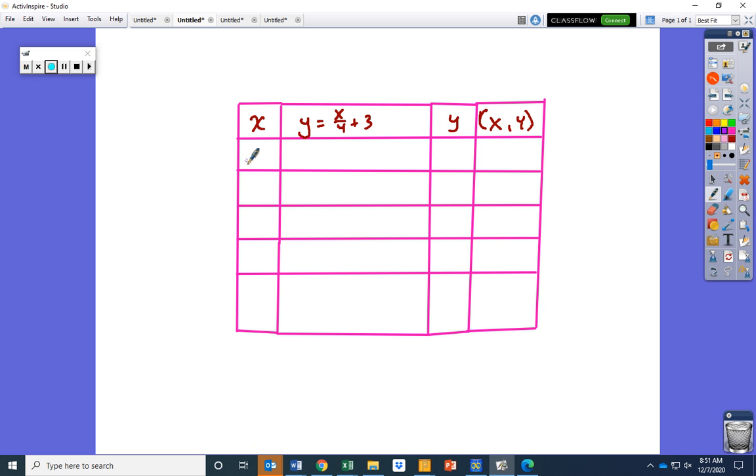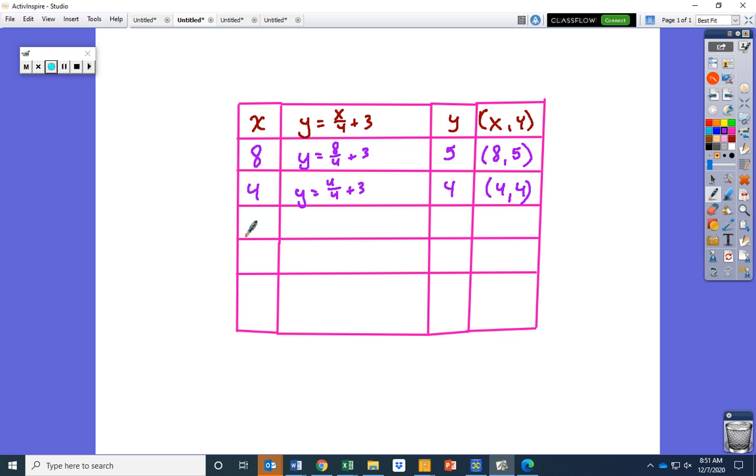Let's go small. Okay, if I do 8, y equals 8 divided by 4 plus 3. What's 8 divided by 4? 2, and 2 plus 3 would give me what? So that's a doable point. What if I did 4? Is 4 divisible by 4? So if I do 4, y equals 4 divided by 4 plus 3. What's 4 divided by 4? And 1 plus 3 is 4.